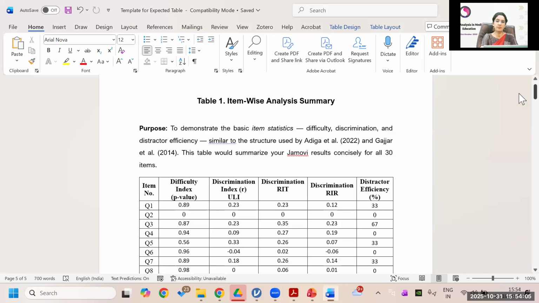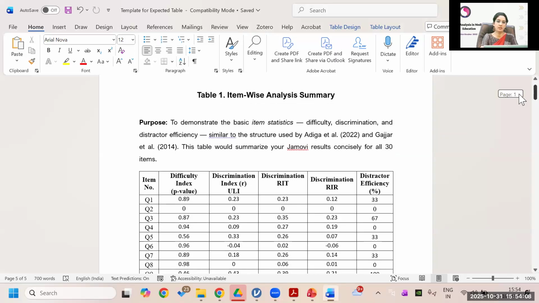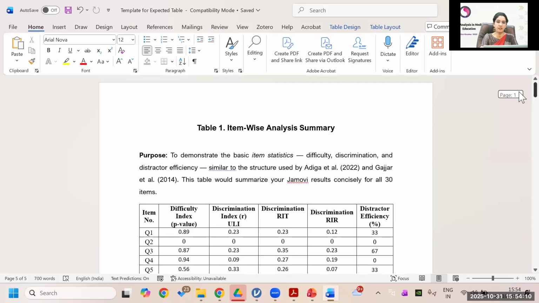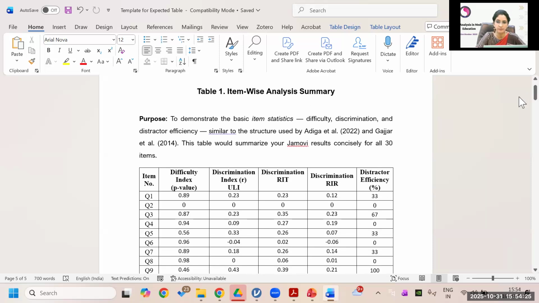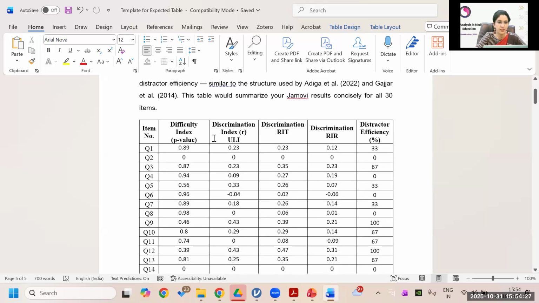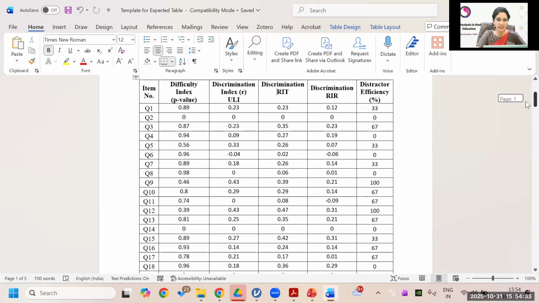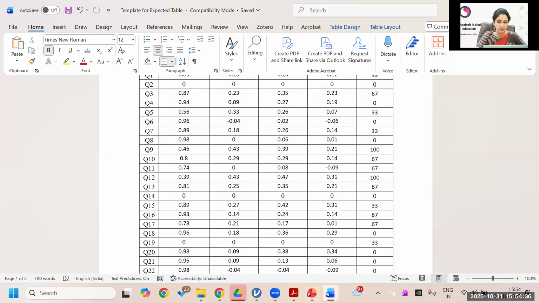These are the dummy tables, which we have modified and adapted from various sources. You can see the first table, the item-wise analysis summary. This is your difficulty index, discrimination index, RRT and RIR. You can copy paste exactly the same thing, this one.